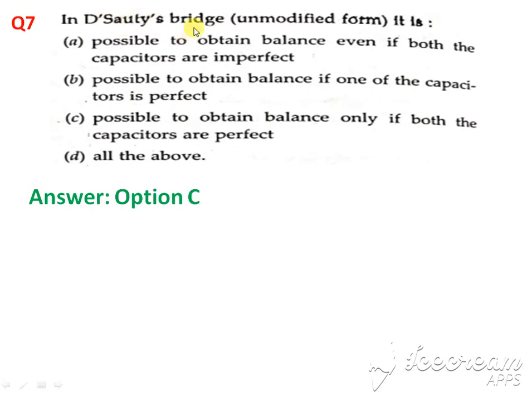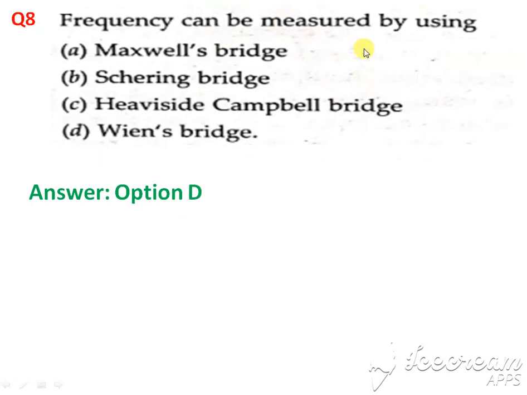In de Sauty bridge unmodified form, it is possible to obtain balance only if both capacitance are perfect. So the answer is option C. Frequency can be measured by using Wien bridge, option D.